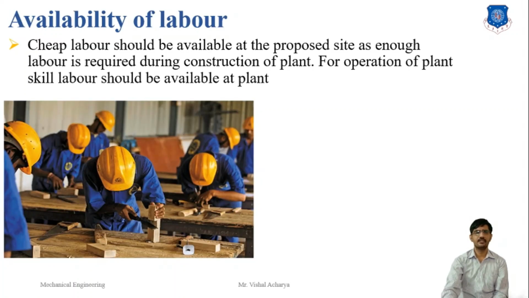Next criterion is the availability of labor. Labor should be available for construction and operation. Cheap labor should be available at the site, as enough labor is required during construction of the plant. For operation of the plant, skilled labor should be available.